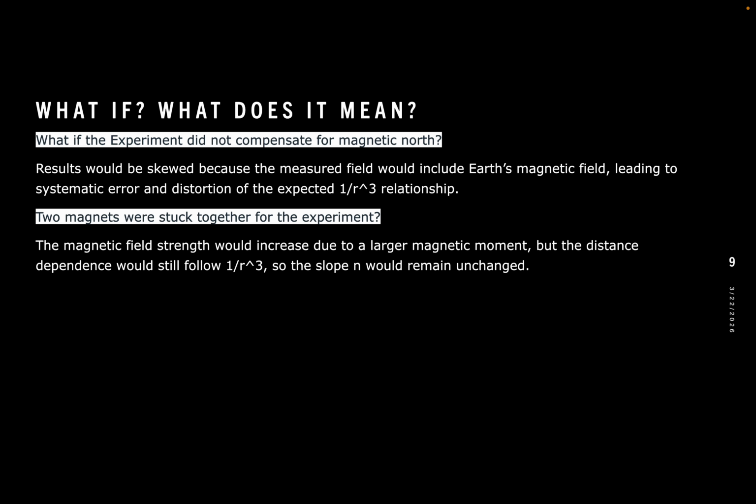And what if two magnets were stuck together for the experiment? Then the magnetic field strength would increase due to a larger magnetic moment, but the distance dependence would still follow 1 over r^3, and the slope n would not change.